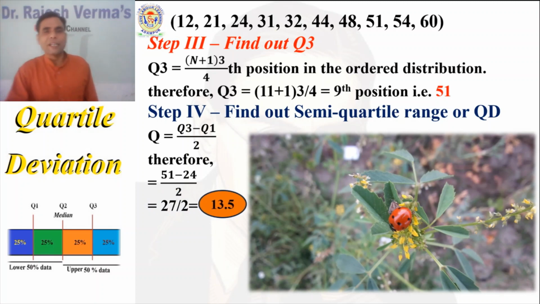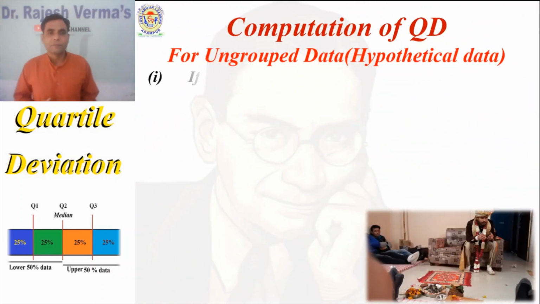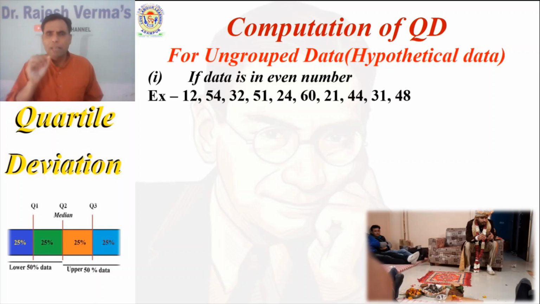So my dear friends, for ungrouped data which has odd values, and for our hypothetical data, our quartile deviation is 13.5. This is the simplest one. Now we'll go to the second scenario for ungrouped data, but if the data is in even numbers, it requires a little bit more calculation.